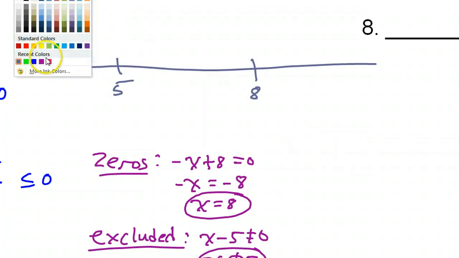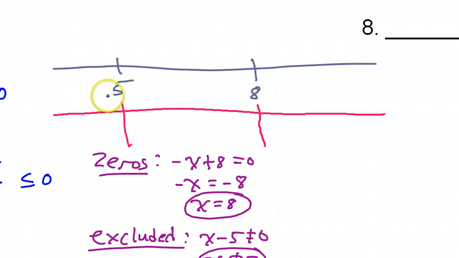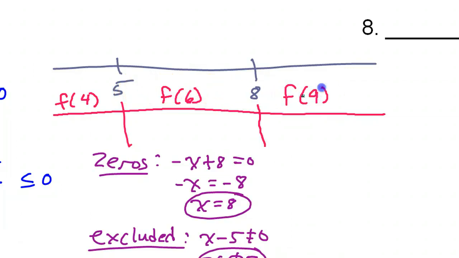Alright, now when I do this, I like to pick test values, or I could use the graph. In this interval to the left of 5, I'm going to test out the value of the function at 4. And on this side, I'm going to try the value of the function at 6. I could have used 7 just as easily. And over here, I'll use the value of the function at 9. I'm just picking a value from each zone.